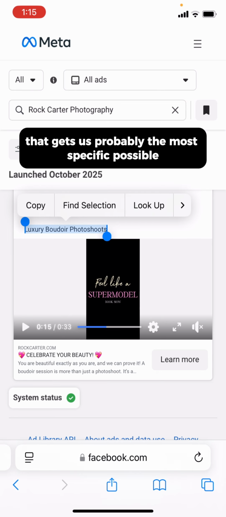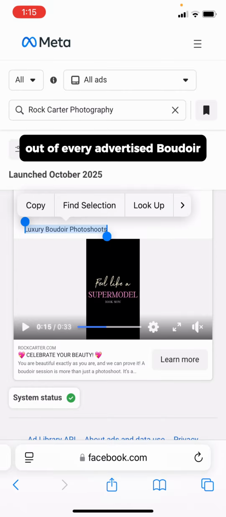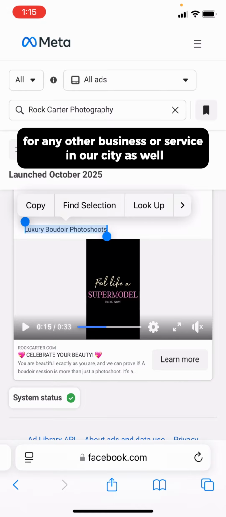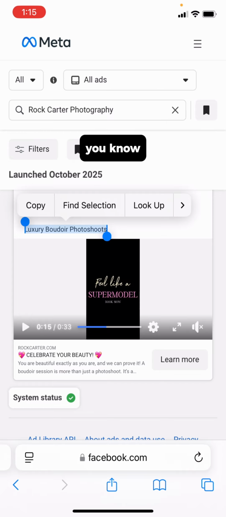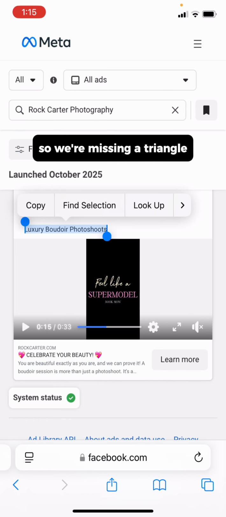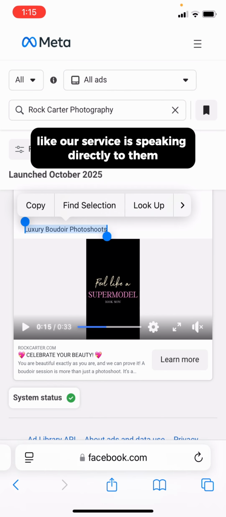That gets us probably the most specific possible, honestly, in the see more headline with the 2 3/4 line character limit. And it does enable us to be the most specific to that woman, and out of every advertised Boudoir Facebook advertiser in our city, and probably honestly every other advertiser for any other business or service in our city as well, unless some other Boudoir photographer is already working with me already. And all right, so we're missing the triangle of mental tension. Women are feeling less like our service is speaking directly to them.